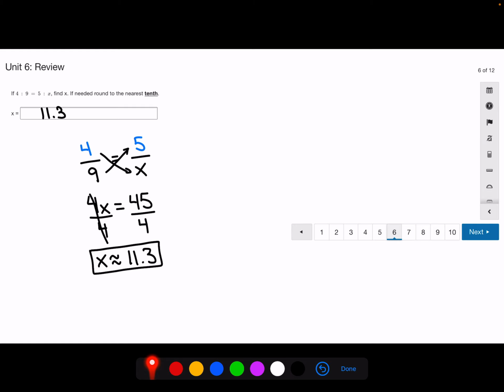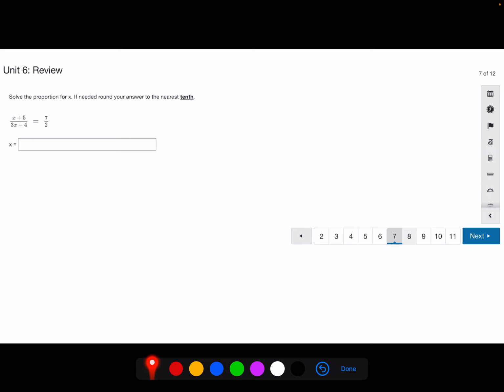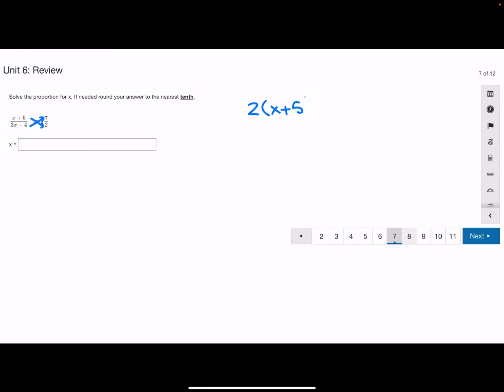All right, one more proportion problem, then we'll get into some triangle problems. Well, actually, I think we have a slope problem after this, but still, we're getting closer to the triangle problems. Solve the proportion for x. If needed, round your answer to the nearest tenth. This time we have x plus 5 over 3x minus 4 equals 7 over 2. Again, if we have a proportion, we're just going to go ahead and cross multiply, and then we can solve. So cross multiplying, we'll get 2 times x plus 5 and 7 times 3x minus 4.